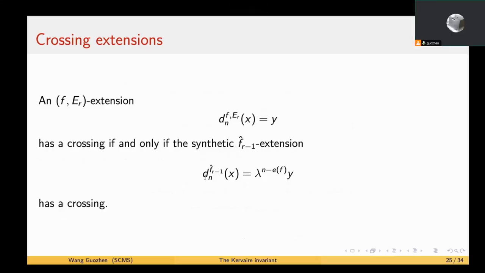And that complicated notion of crossing for the FER extension is exactly the same as crossing in the synthetic setting. So a FER extension from x to y has a crossing if and only if the synthetic f hat r-1 extension from x to lambda to the n minus EF's power times y has a crossing. So that is the same as a crossing of the synthetic extension spectral sequence.